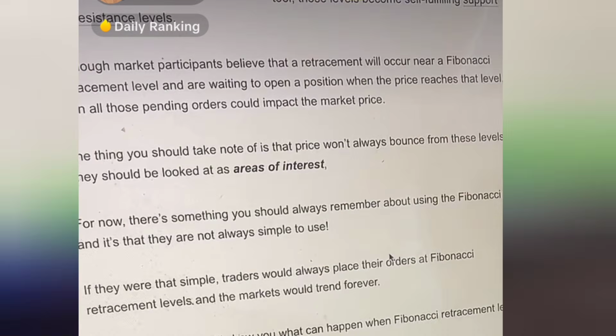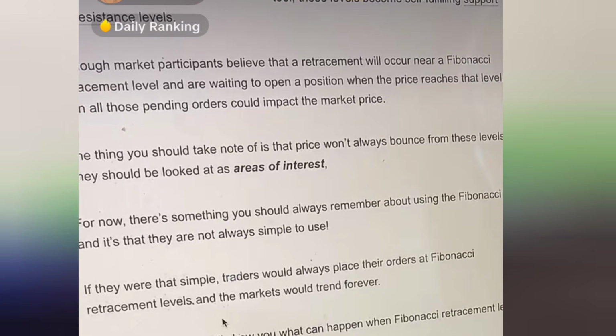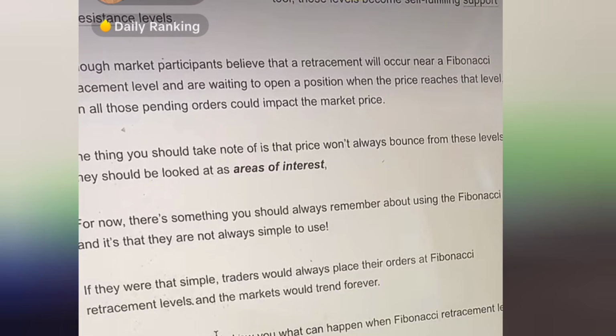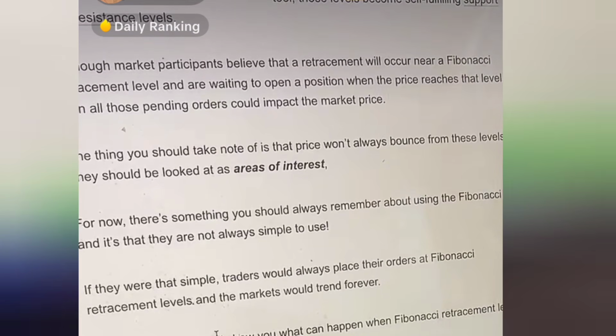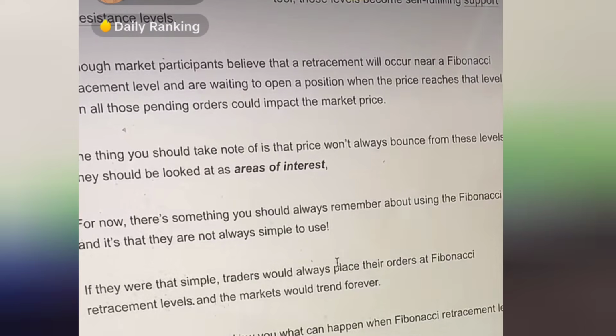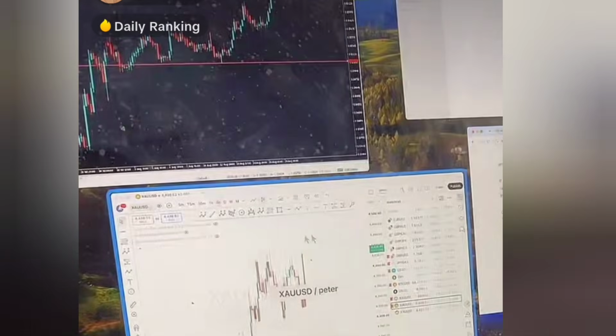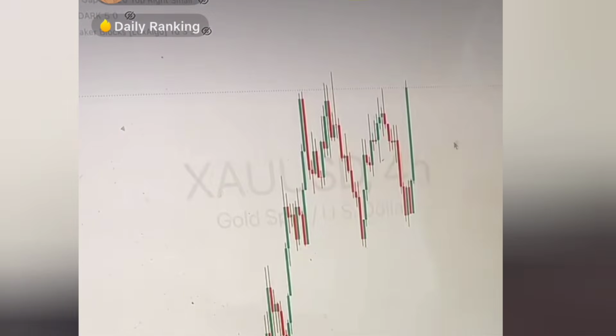So using Fibonacci retracement is very important when you trade. Look at this. If it were that simple, traders would have placed their trade on every Fibonacci retracement level and the market would trade forever. So it's not easy to use, but you definitely get used to it as time goes by. One way to get it clearly is identifying the swing highs and lows to use.